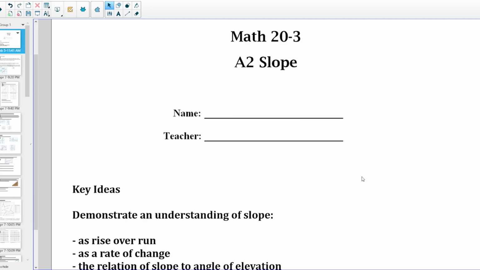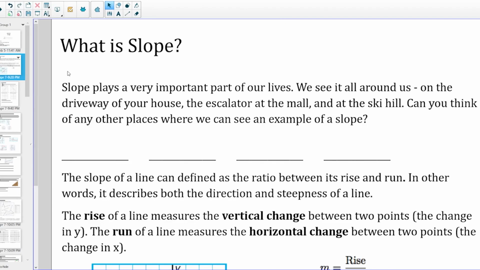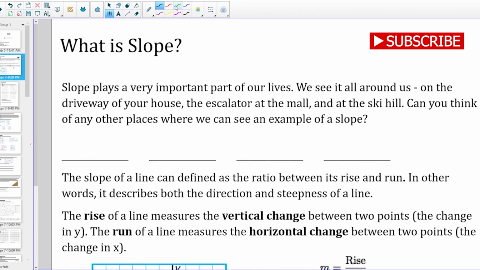Today we're going to be starting the A2 slope outcome. Four key ideas that we're going to talk about today are understanding slope as rise over run, as a rate of change. We're going to talk about the relation of slope to angle of elevation, and we're going to solve a few contextual problems. So the first thing that we have to do is define what is slope.